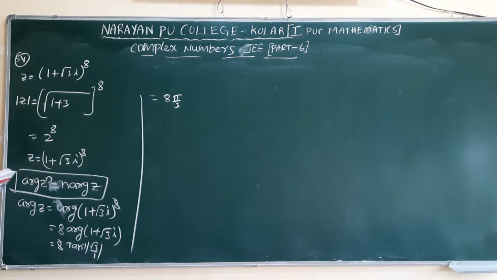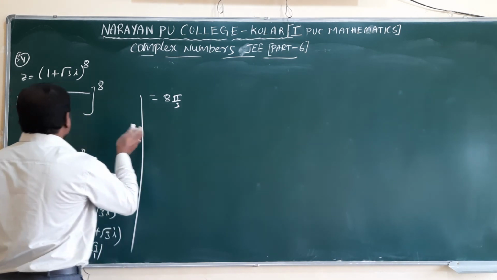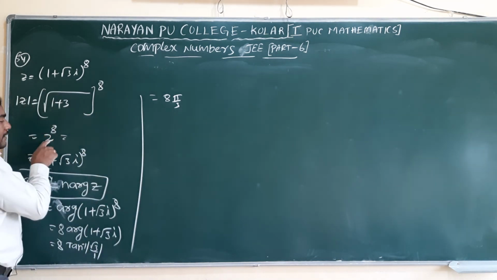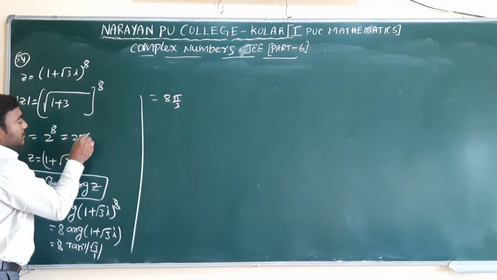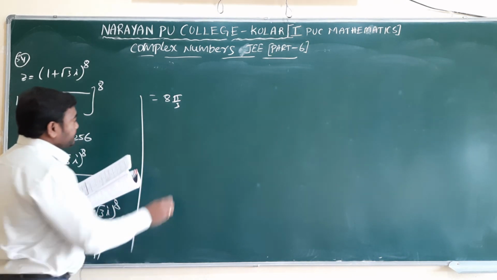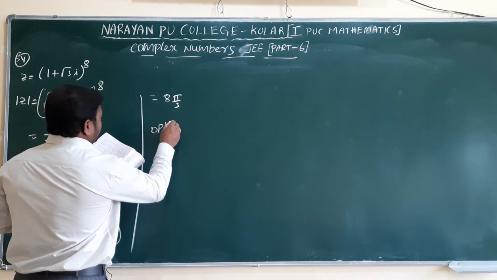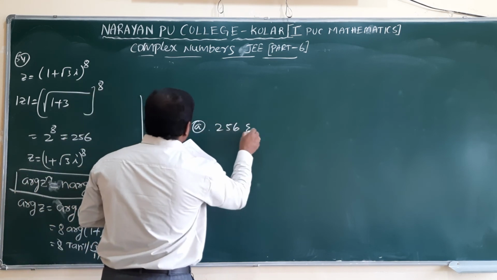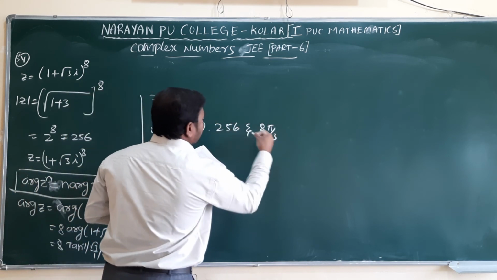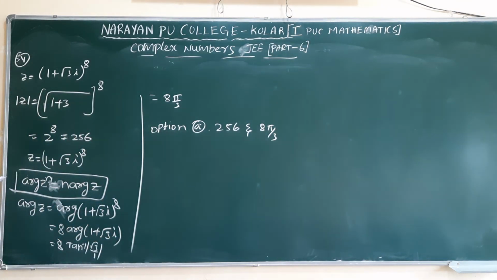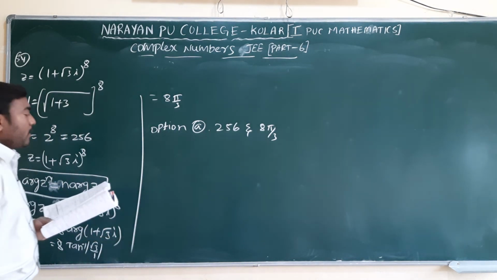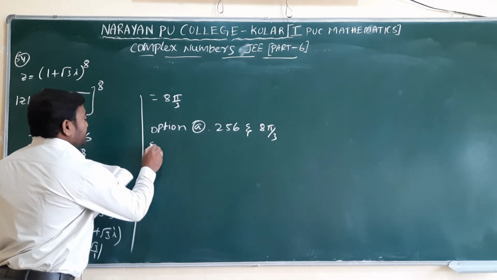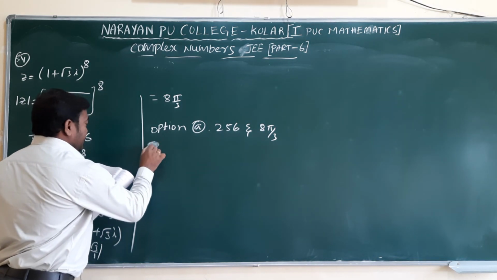They have given the options with only the 2 power 8 value, 256. Then option A is the correct option, because 256 and 8 pi by 3. This was question number 54.